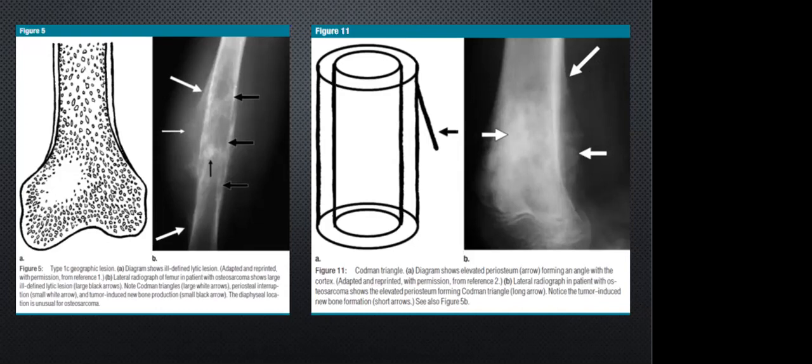In this picture, left side, you can see osteosarcoma and this periosteal reaction like a Codman triangle at the large white arrows. This is a sign for a malignant process. At the right side, you can see a diagram that shows the elevated periosteum at the long arrow.